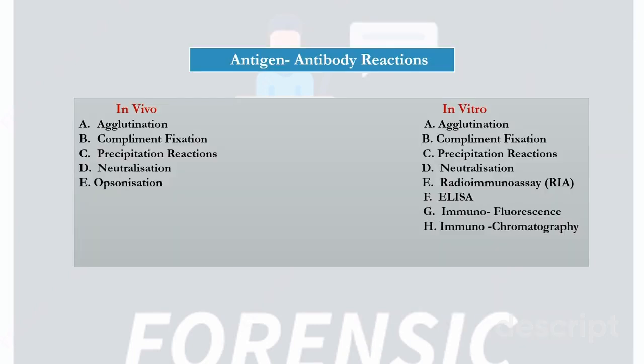On the basis of occurrence of the antigen and antibody reactions, it is basically two types, in vivo and in vitro. In vivo occurs in the human body or animal body, while in vitro reactions are performed in laboratory conditions. These are examples of the reactions that are found in both conditions.